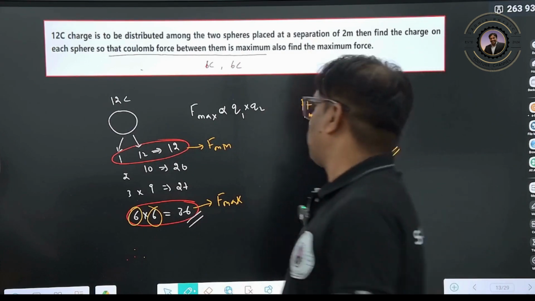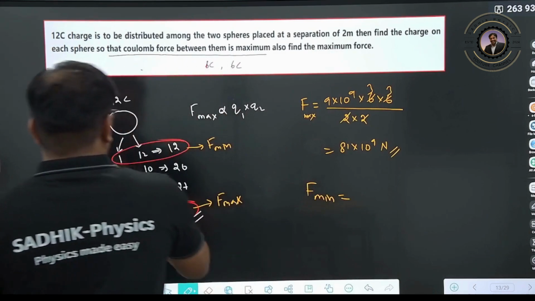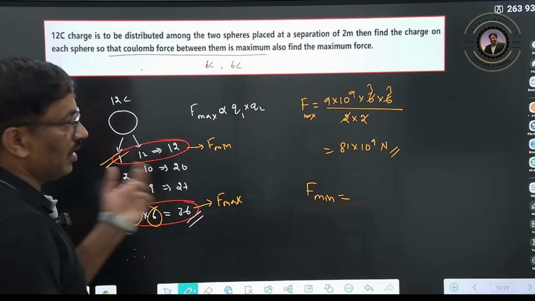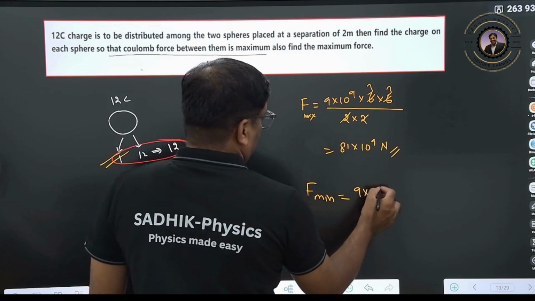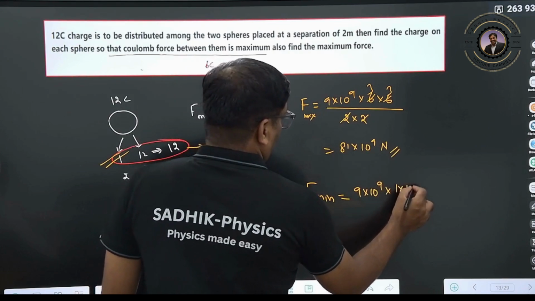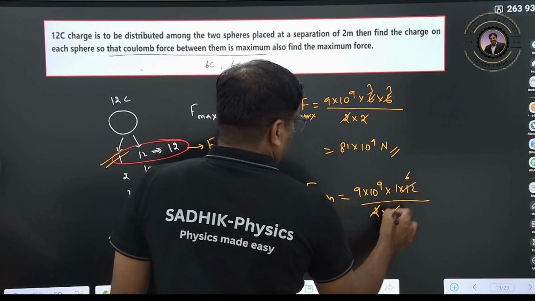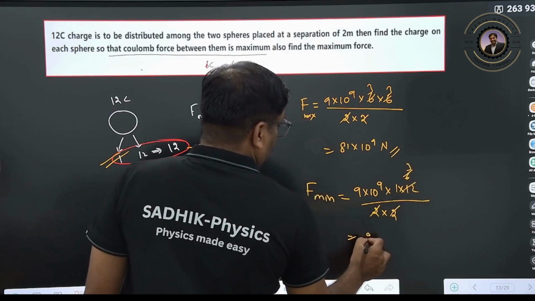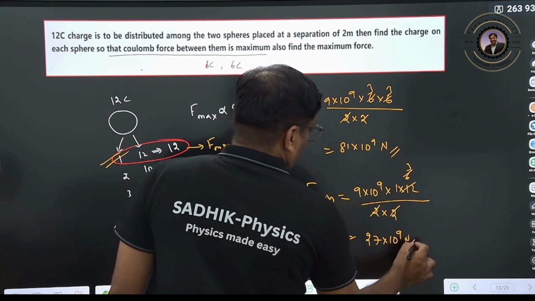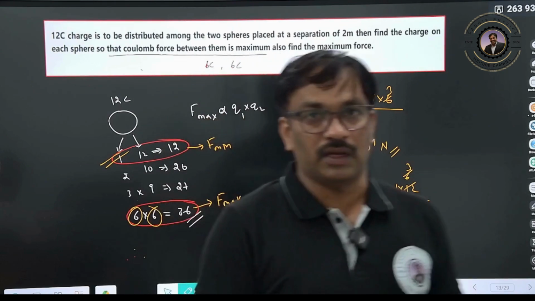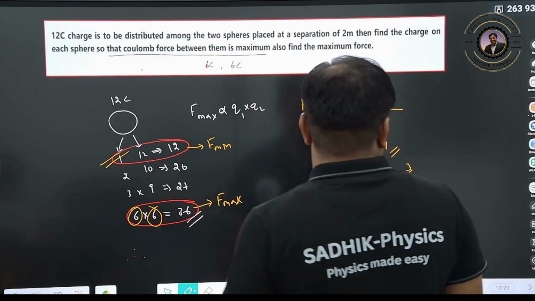So they may ask you, what will be the minimum force? So for the minimum force, you can combine this and then calculate it. They did not give it, but you can work this out. So 1 into 12 divided by 2 into 2, so therefore it will be 6. Therefore 9 3s are 27 into 10 to the power of 9. This will be the minimum force between the two spheres. Clear?